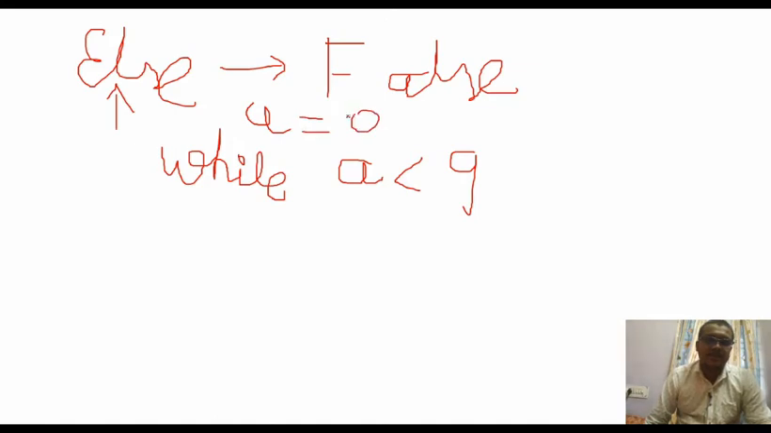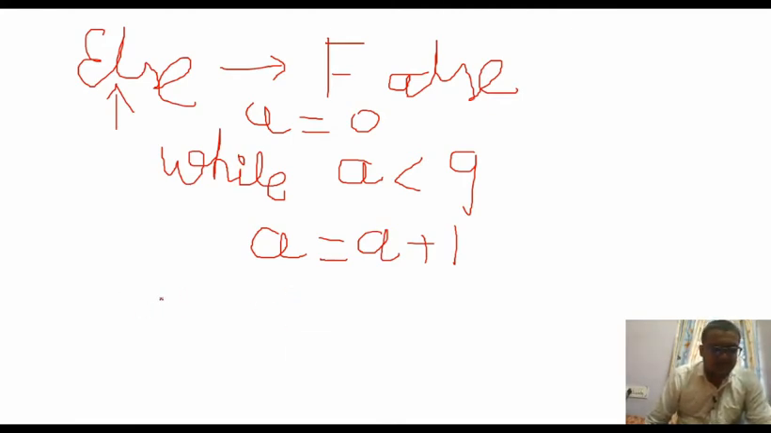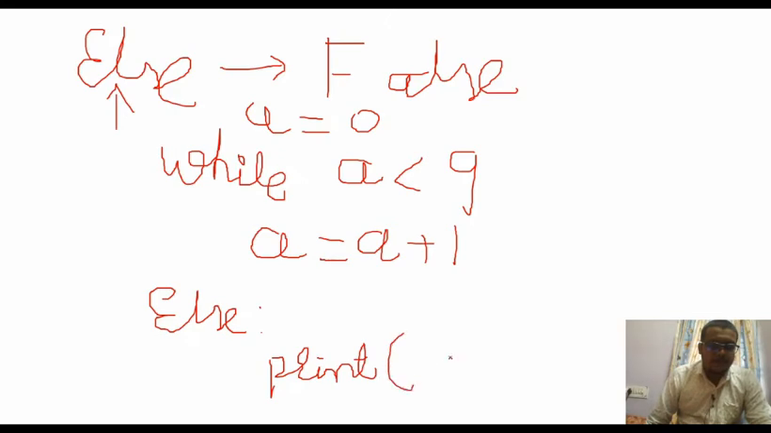Initially a needs to be declared with 0. Now a will be a plus 1. Next I am writing else. Now you can print something like "a value is more than 9".